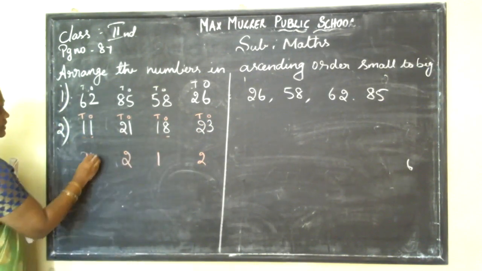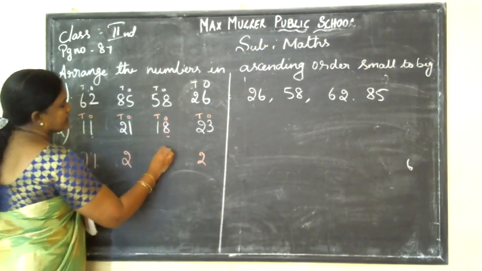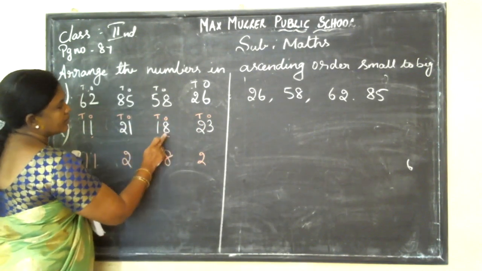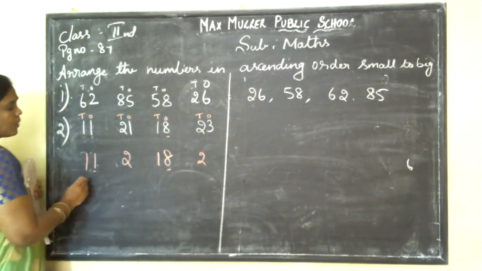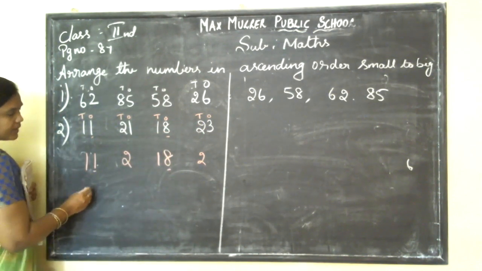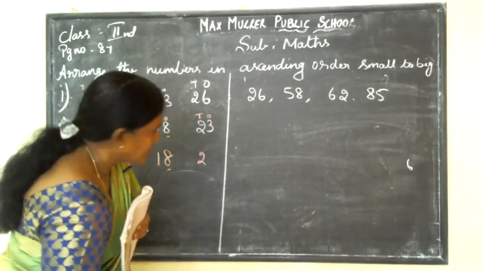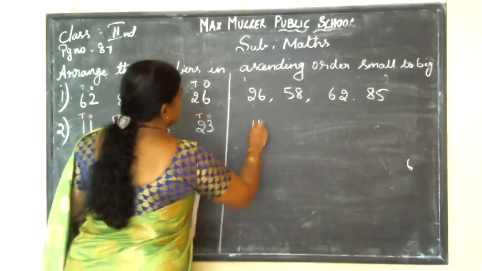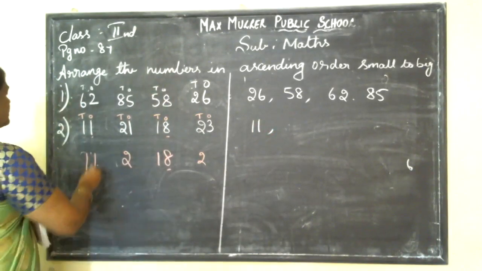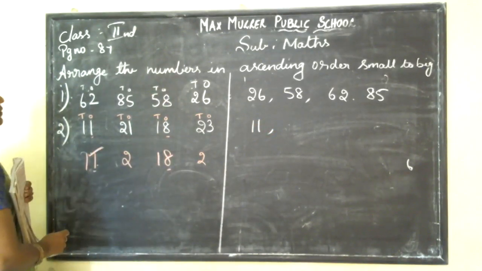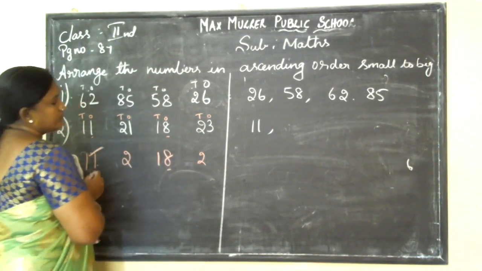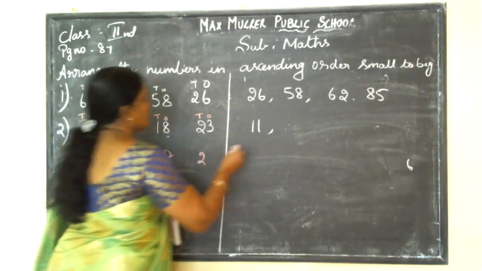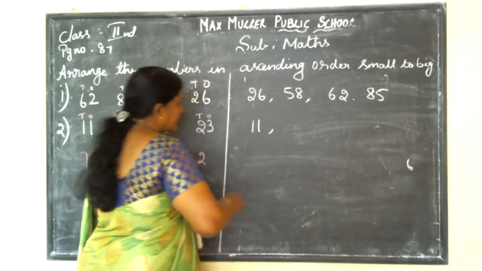See here, the ones number is 1. Here 8, in this number 8 is in the ones place. Which one is small here, 1 or 8? 1 is the small number. So you write 11 first. Over, no, children, this one. Next one: which one is the small number here? 2, 1, 2. Which one is small? 1. So 18.